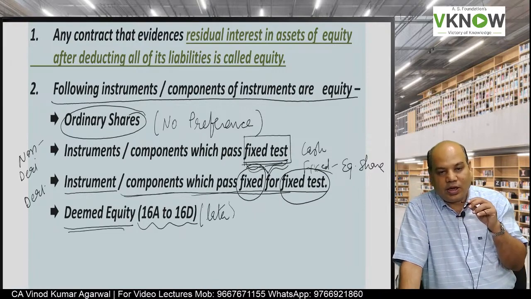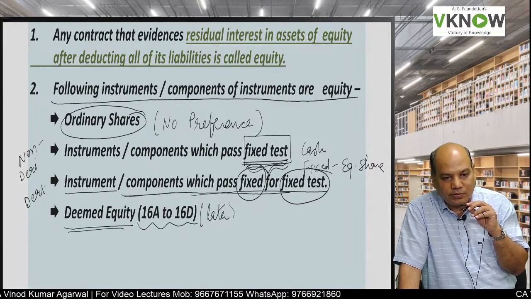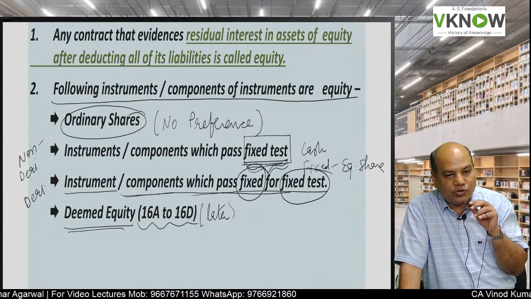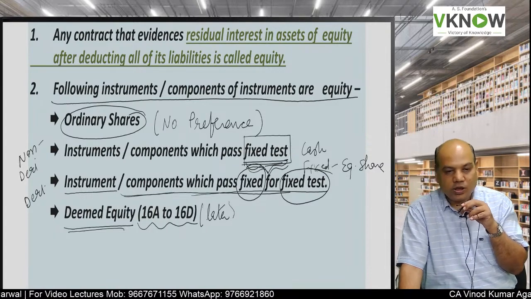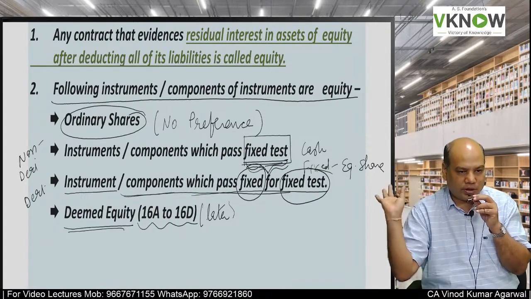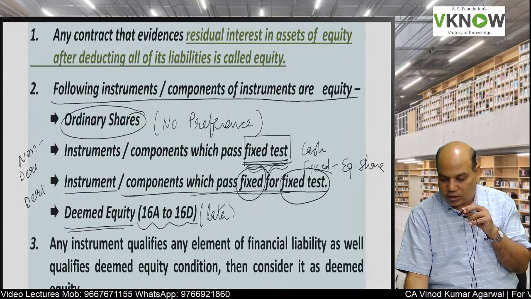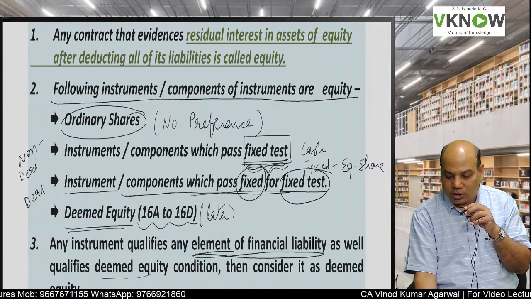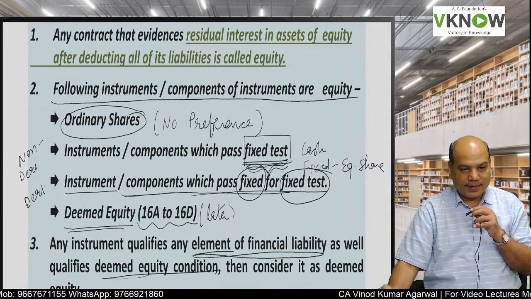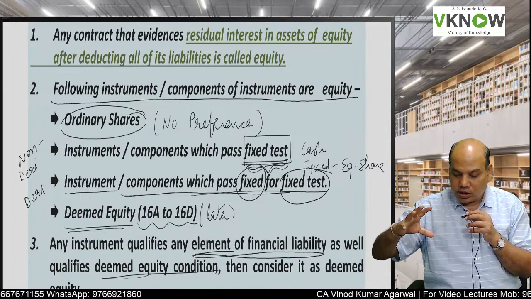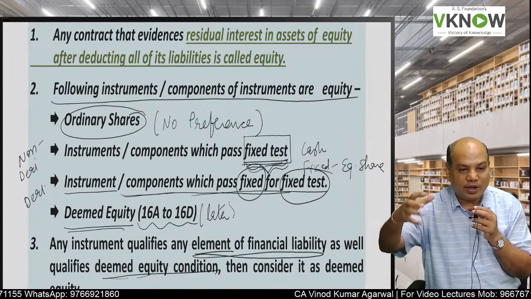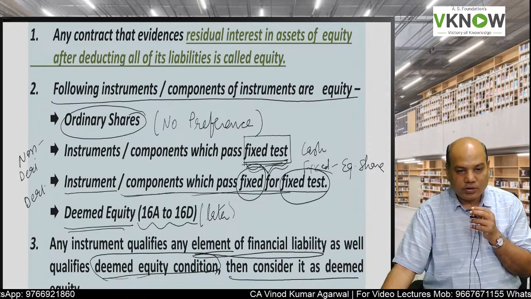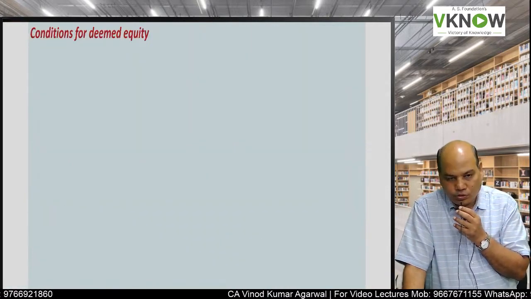Deemed equity means the instrument has the feature of a financial liability and also the feature of equity. So the standard says please call them deemed equity only, and they will be treated as equity instruments. We will discuss this later. If an instrument has features of both financial liability and equity, and it qualifies for deemed equity, then the standard says it will be deemed as an equity instrument.